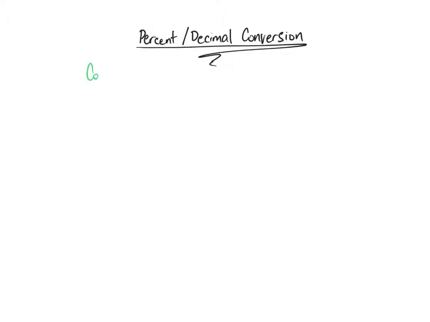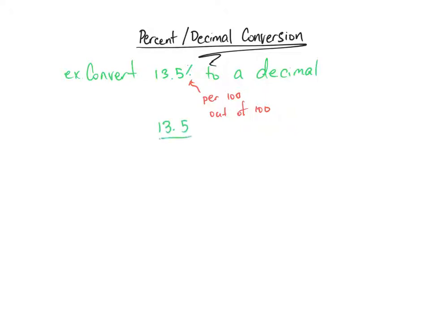Convert 13.5% to a decimal. All right, so we're going to convert 13.5% to a decimal. And the key thing that we have to remember to unlock this is the fact that percent actually means per 100 or out of 100. So converting it to a fraction is kind of already built in. So we have 13.5 over 100.